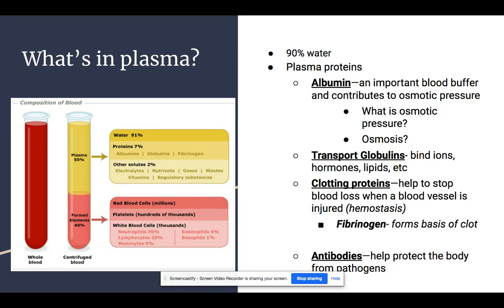Lastly, you guys have heard about antibodies, I'm sure, especially in relation to COVID-19. But antibodies are going to be little proteins that are found within the plasma as well that are going to help protect our body from pathogens, from viruses, from bacteria, and they're part of the immune response. And those are going to be floating around in the plasma as well. So that's your plasma information.